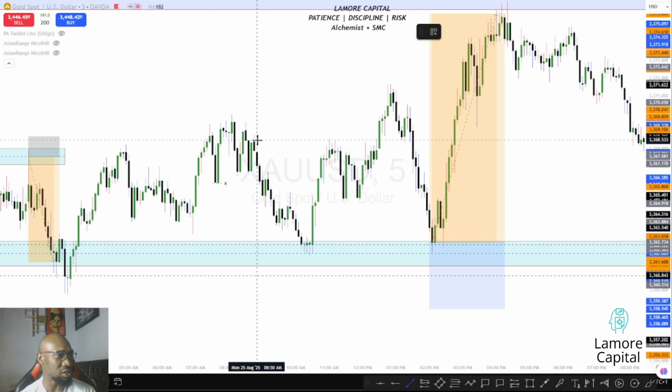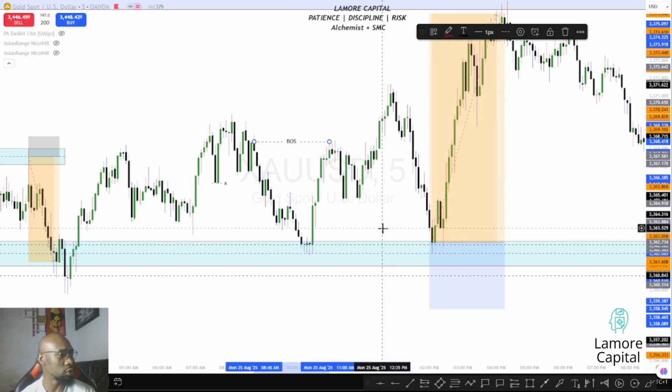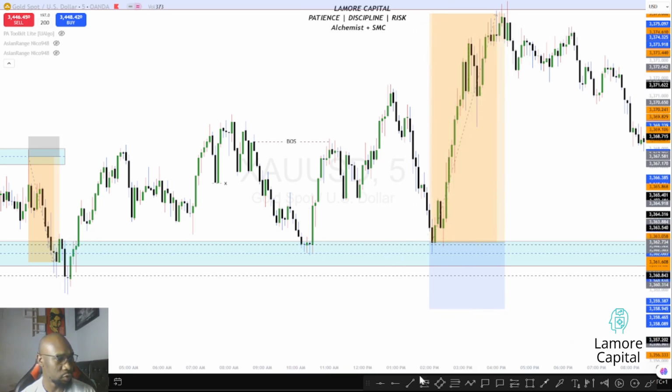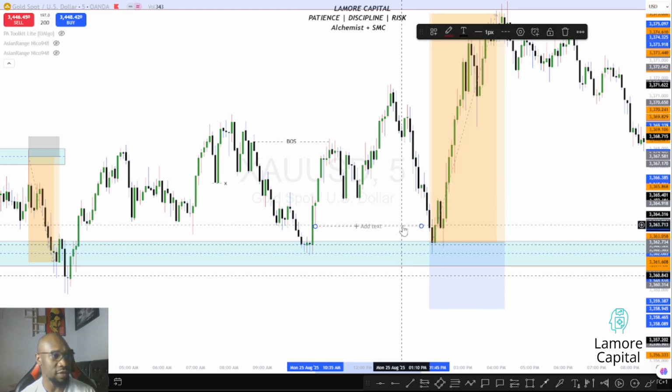Let's count the rules of why I took this trade. Break of structure first. I'm going to label everything so that you have an idea of what I'm saying. Break of structure, isn't it? Inducement. This is my own inducement here. You can put yours anywhere you like, but that is my inducement, and I'm going to label it so that we'll have an idea of our rules.